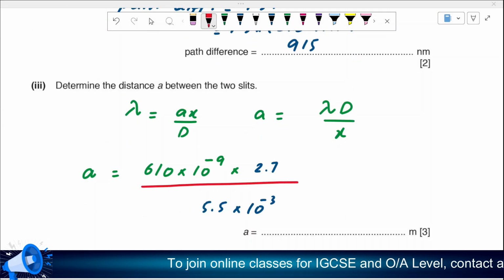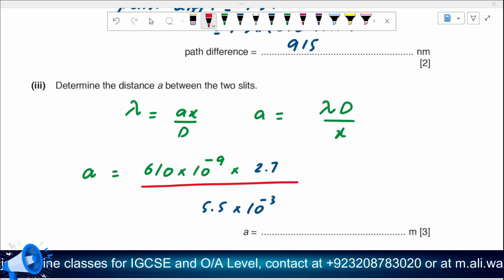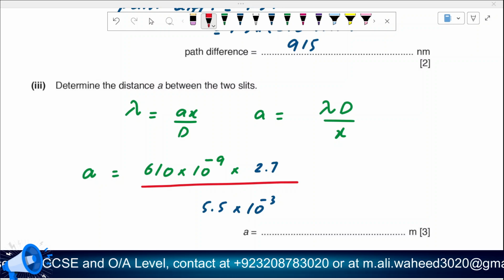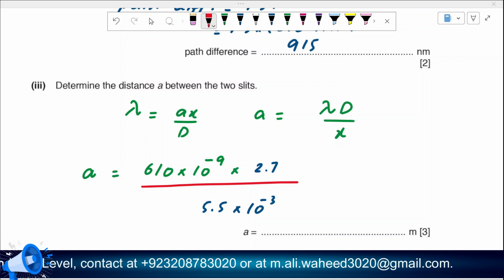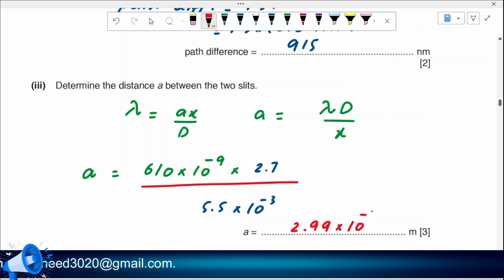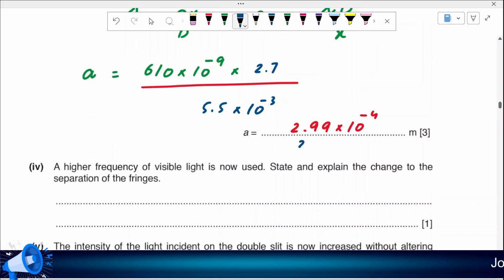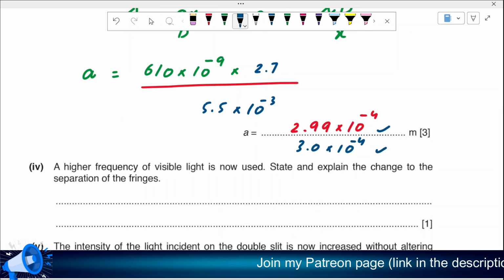So can someone write it on the calculator? Okay, 2.99. Okay, 2.99 into 10 to the power minus 4. All right. You can also write in 2SF. In 2SF, it would be 3.0 into 10 to the power minus 4. That is also, both of these are acceptable.